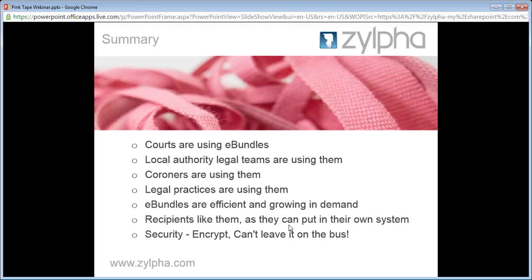What we also know is that the recipients of those bundles, they actually like them for a variety of reasons. But the main one that has come across in our testing is that they can be put into their own systems with relative ease. And finally, they are more secure. For a start, you can't leave an e-bundle on a bus, and you can encrypt them, share them with only the specific people, and ultimately make them a more secure way of creating bundles.